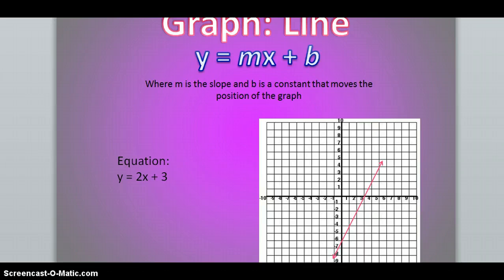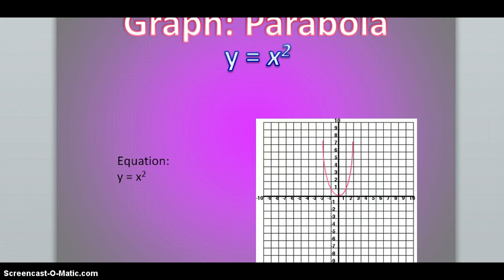First is the graph of a line, where the basic is y equals mx plus b, where m is the slope and b is a constant. So I gave them an equation, and then I graphed the line over here to show them the basic shape. Next, I did the graph of a parabola, which is generally y equals x squared. You'll always have this U shape. If it's negative, it will be flipped upside down.